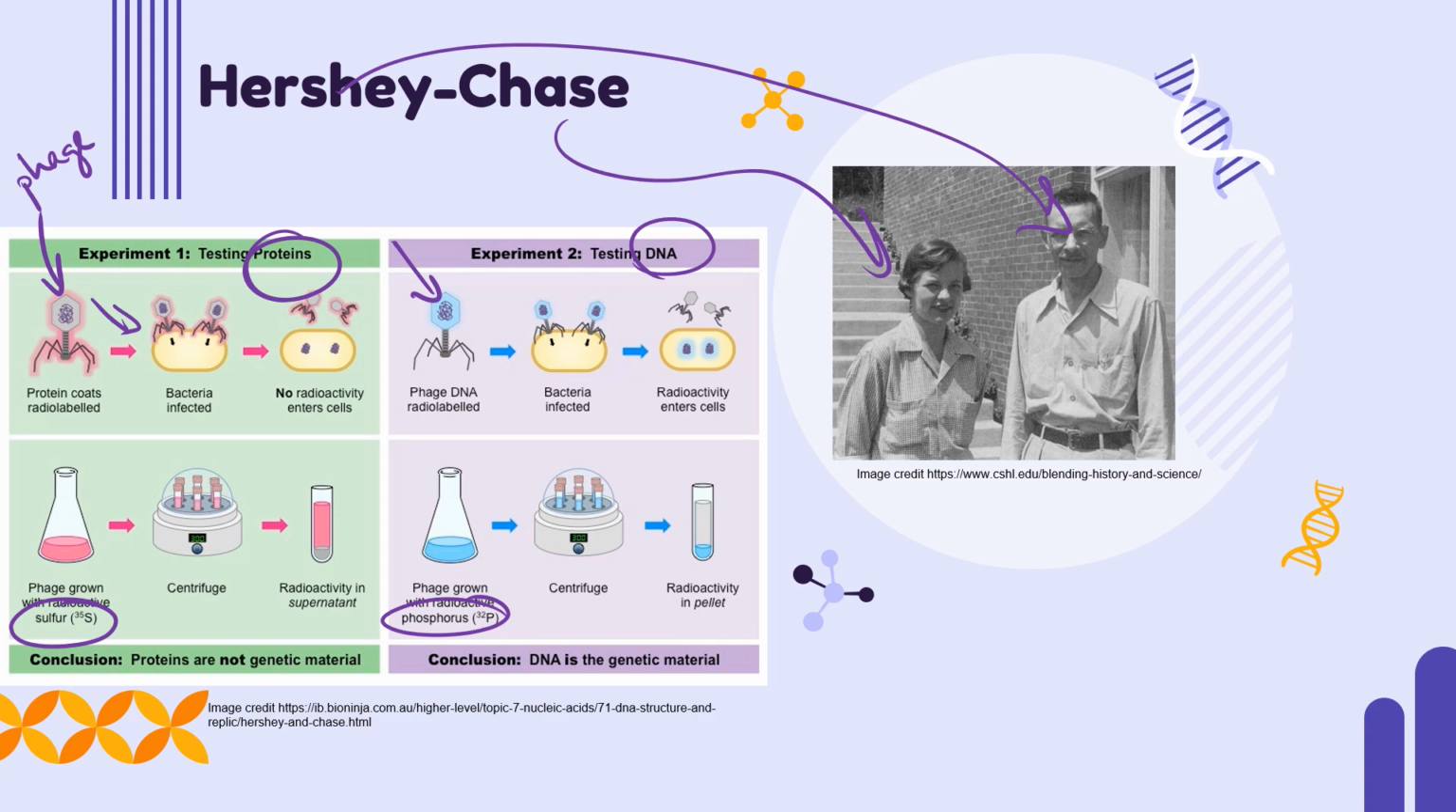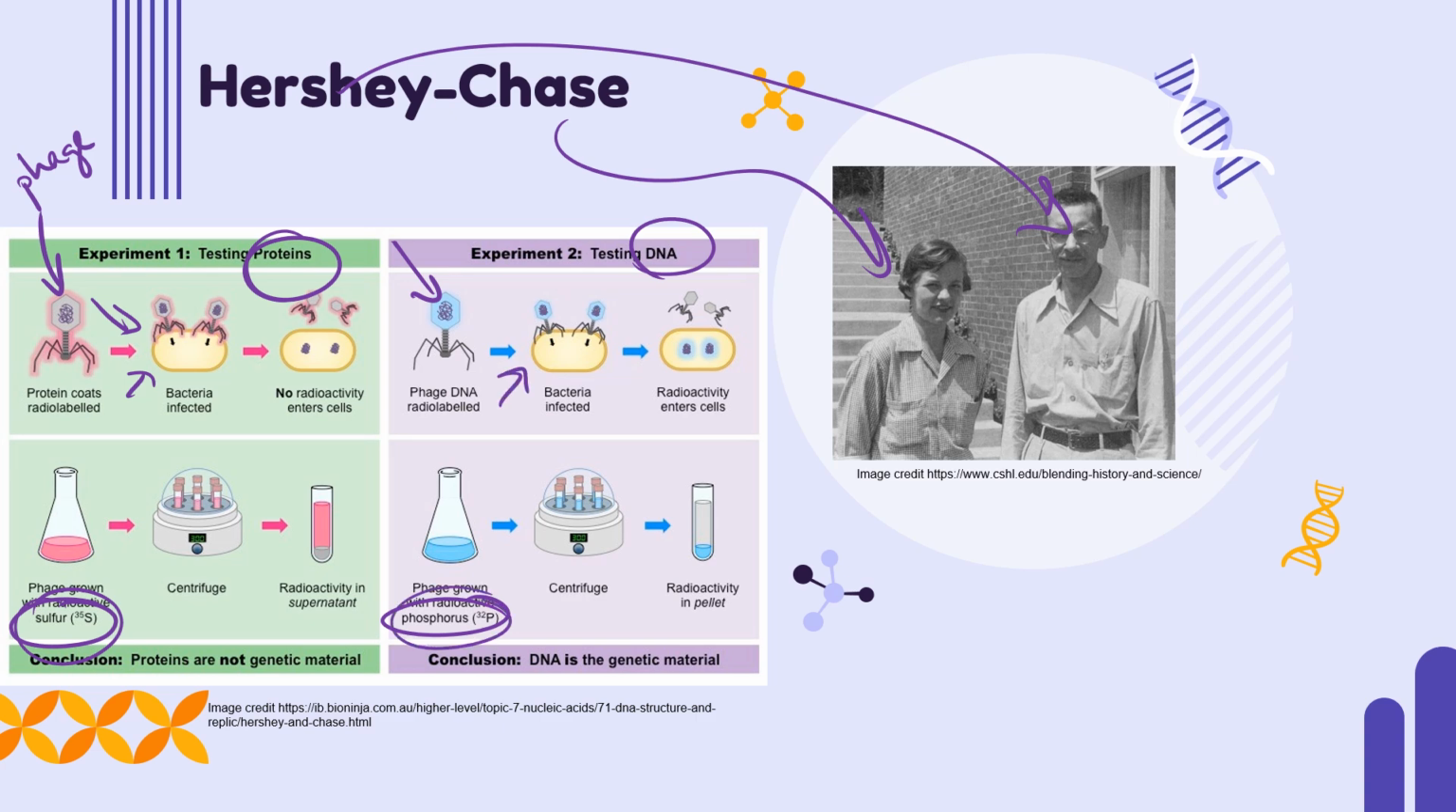We knew that for the viral infection to actually happen, genetic material from the phage, from the virus, had to get inside the bacteria. If that material wasn't inside the bacteria, there wouldn't be an infection. So they let some of these radioactive sulfur viruses infect bacteria, radioactive phosphorus viruses infect the bacteria.